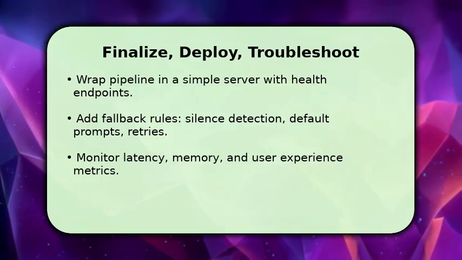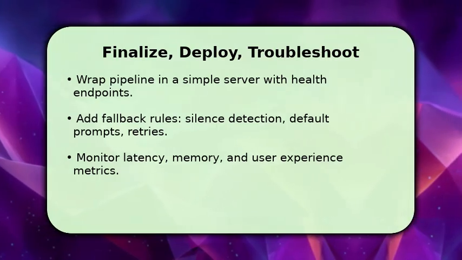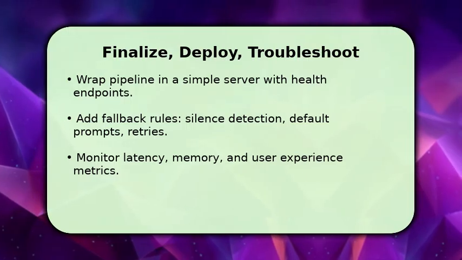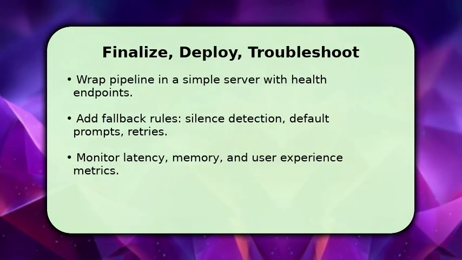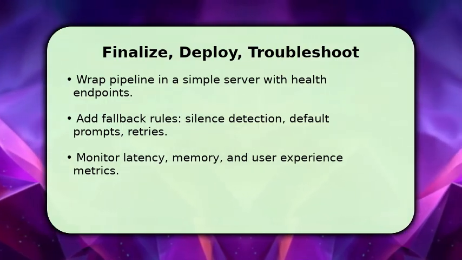If things go wrong, check this key tip. If audio is garbled or delayed, verify sample rates and buffer sizes first. Mismatched rates cause dropouts, then confirm GPU memory and model batch sizes. Make incremental changes and test each component to isolate faults quickly.